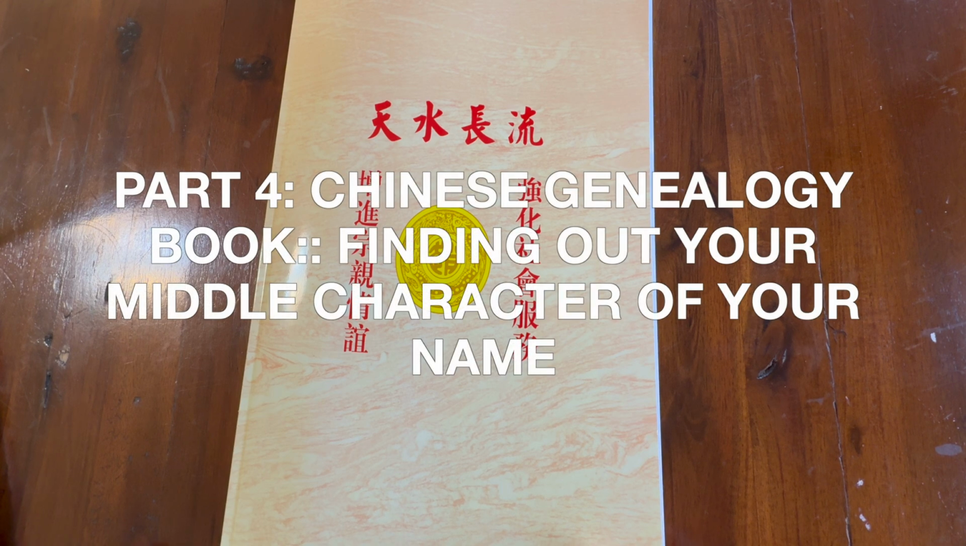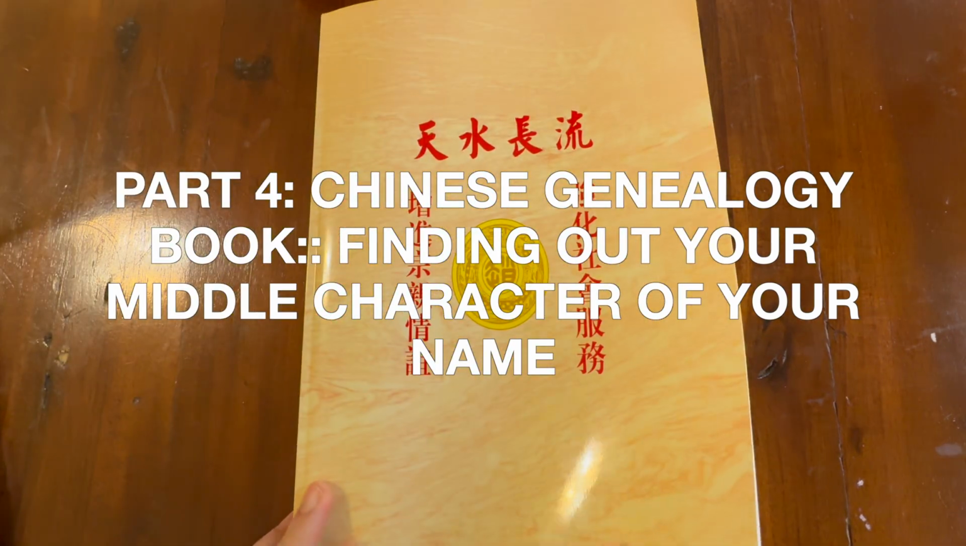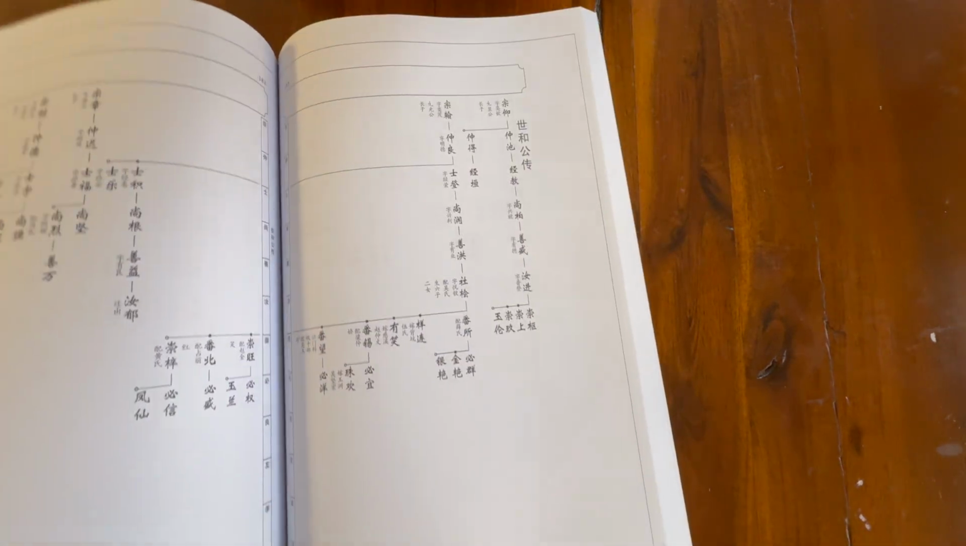Hello, welcome back. Today I'm going to do part 4 of the Chinese genealogy book, also known as a zhekpo or a jupu. Let's take a look at the book I have.